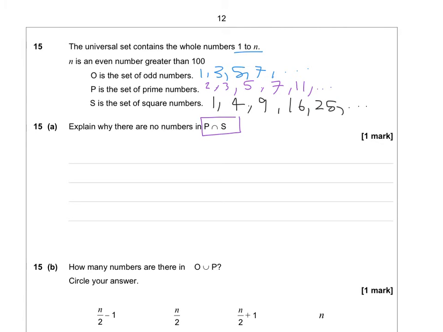So that is the set of numbers which belong in P and in S. So we're essentially saying that there are no numbers that are prime and square. Now, we can't just write that down. We have to explain why. And we have to go back to the definition of a prime number.